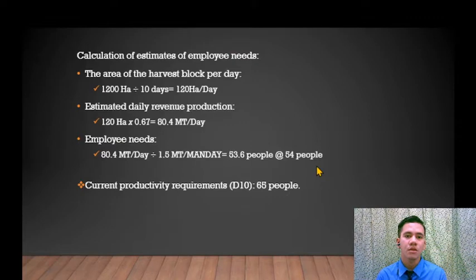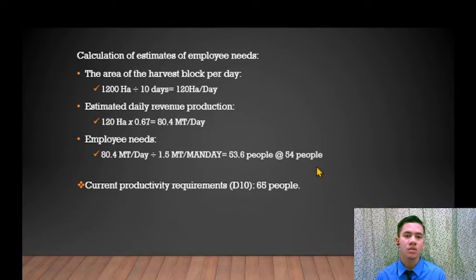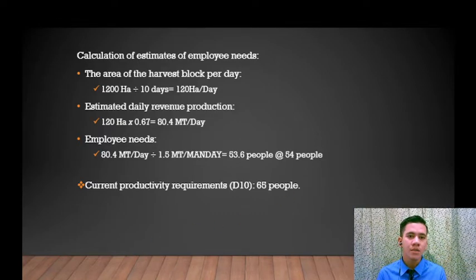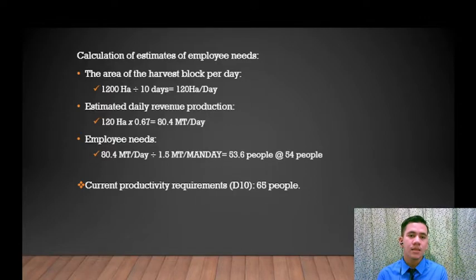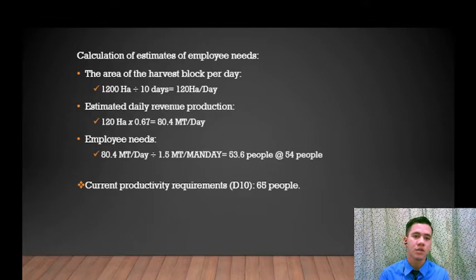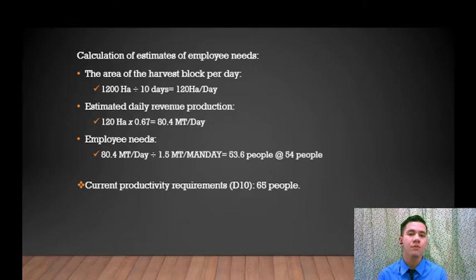Okay, calculation to estimate the employees needed. The area of the harvesting block per day is 1,200 hectare divided by 10 days, and it gets 120 hectare per day. Estimate the daily production: 120 hectare times 0.67 equals 80.4 metric ton per day. So the employees needed: 80.4 metric ton per day divided by 1.5 metric ton per man day equals 53.6 people or 54 people. Current productivity requirement for this D10 system is 65 people.